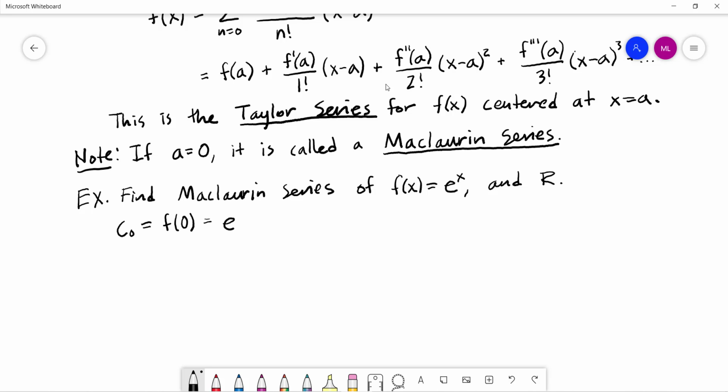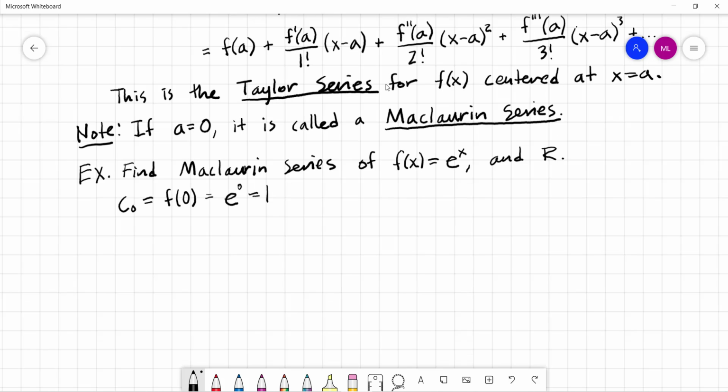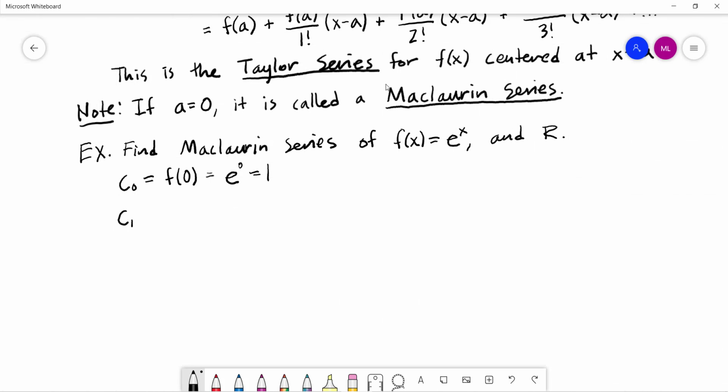So what is f? e to the x. So f of 0 is e to the 0, which is 1. Our first term is simply 1. What is C1? Well, C1 is going to be equal to f prime of 0 divided by 1 factorial.